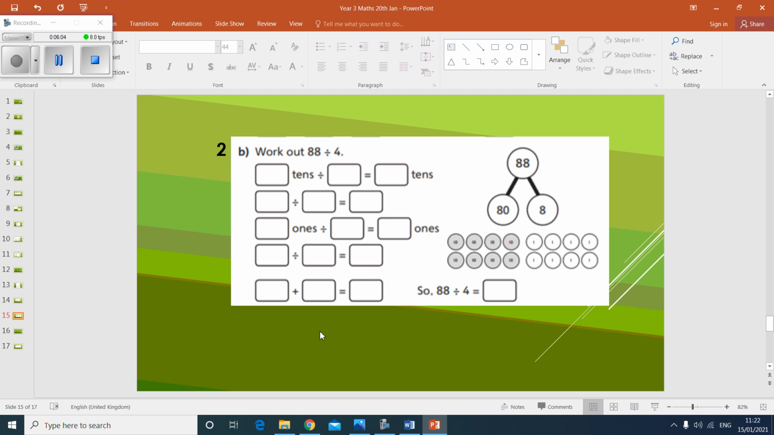For question 2b, we're doing 88 divided by 4. Once again, we have a part whole model here of 80 and 8. Work out how many tens divided by 4, how many ones divided by 4, add your totals together to get 88 divided by 4.